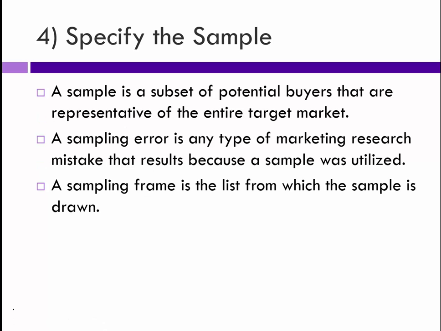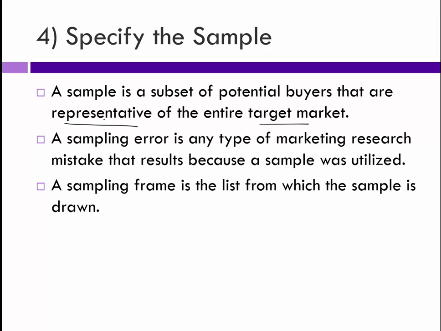Okay, so specify the sample. The sample is the people that you're going to ask. So it could be a subset, and you want a nice random sample of your potential buyers or your target market, and it needs to be representative. So if your market is people of all different incomes, you want the sample to represent the same group of incomes, not just one part of it there.